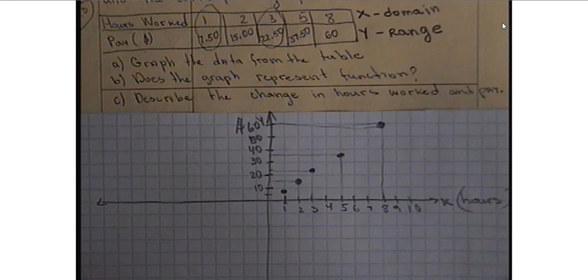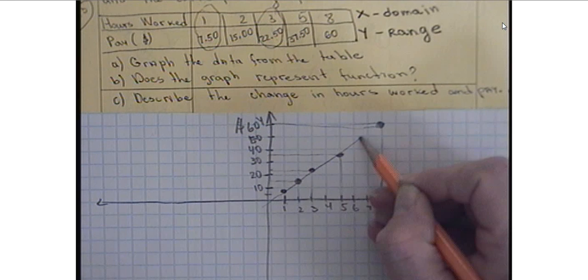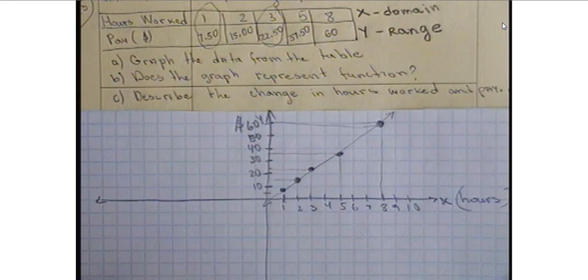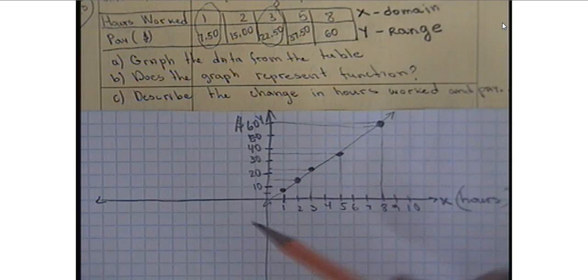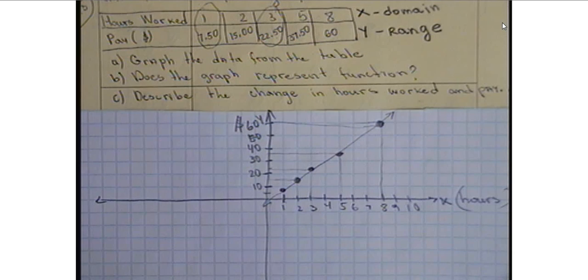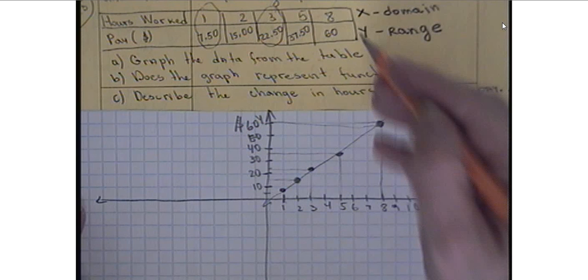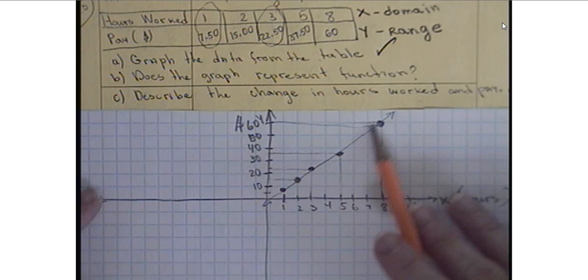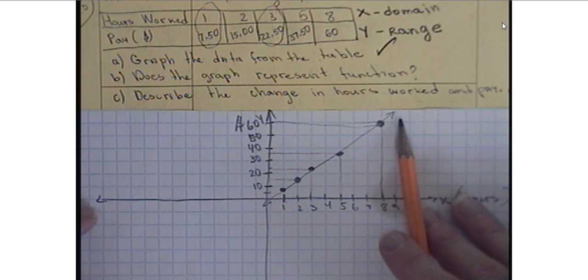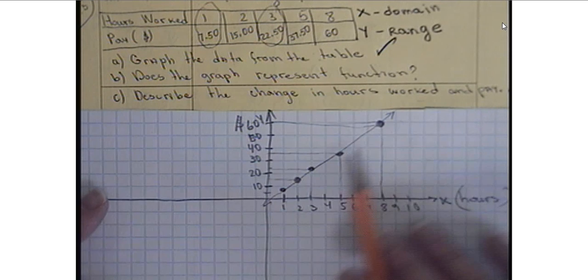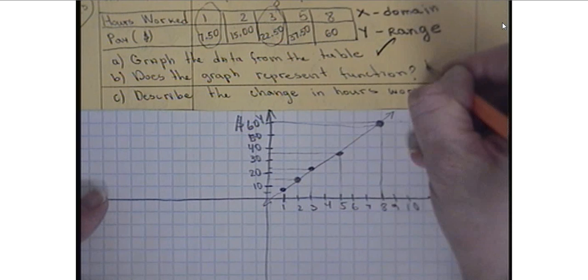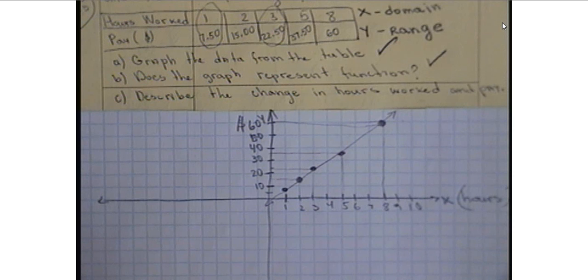So look at all those points. If I draw a line that goes through all the points, look at this. We will get a straight line that goes up. And this is what people call a linear function because it's a line. We have a function process going on, and this is what we call the linear function. So we just graphed the data from the table. I will put a check mark here. We're done with this. The question is, does the graph represent a function? Well, I just told you. Yes, it does. It represents a function. It goes all the way through. And describe the change in hours worked and pay.